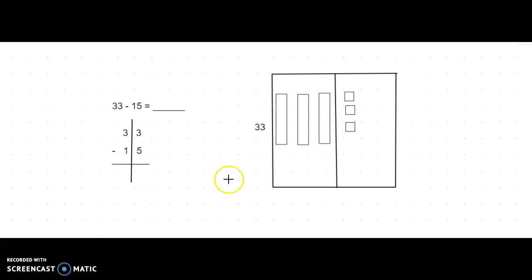As always, I'm going to start by looking at my ones. I have 3 ones. I need to take away 5. Now, you might be noticing a problem here. Are you noticing a problem? Yeah, I don't have enough ones to take away 5. I only have 3 ones here. So it's impossible. I need to find the ones somewhere. Where do you think I can find ones?